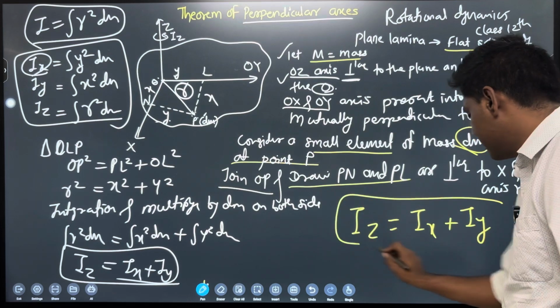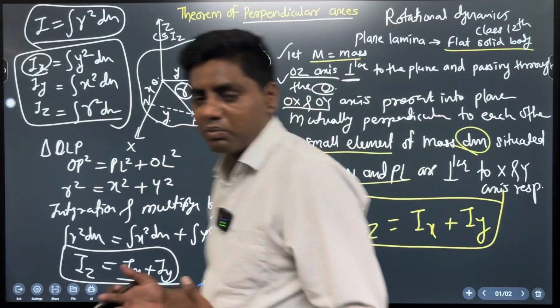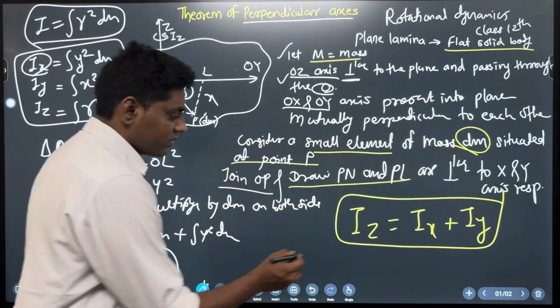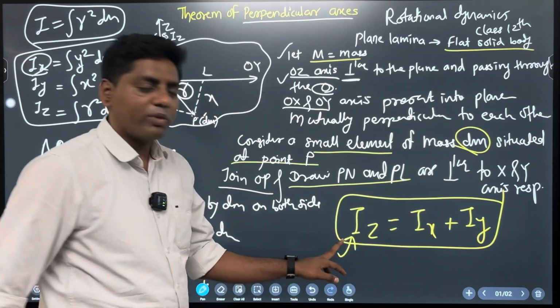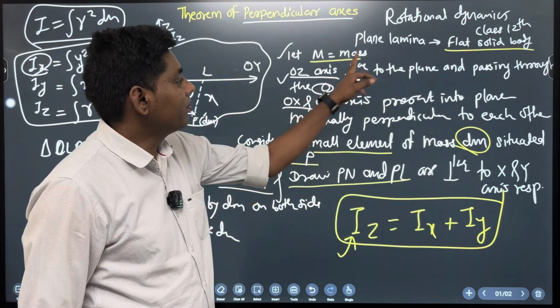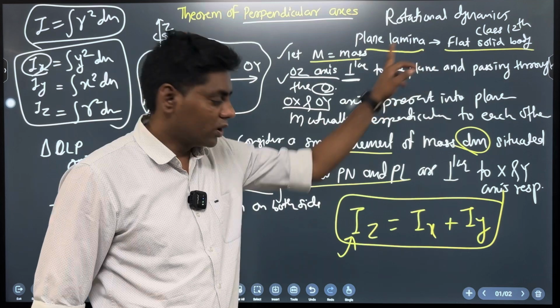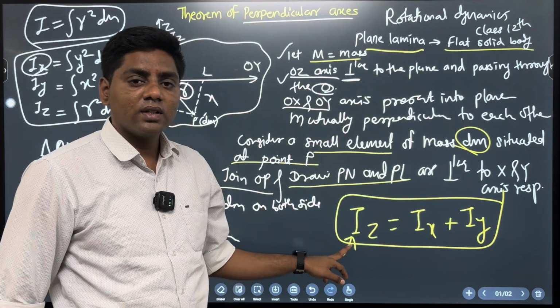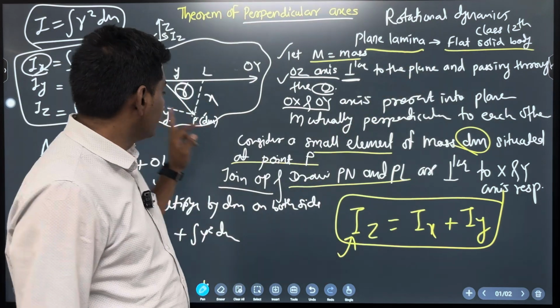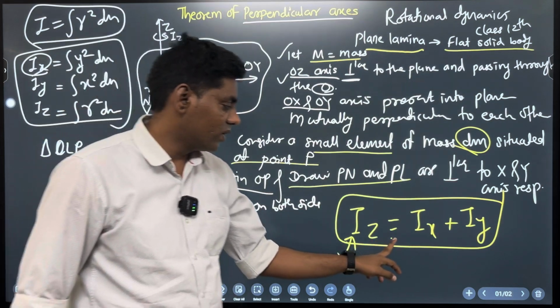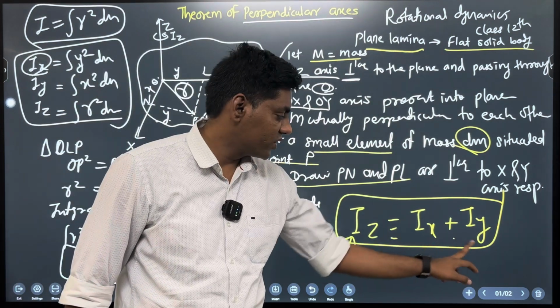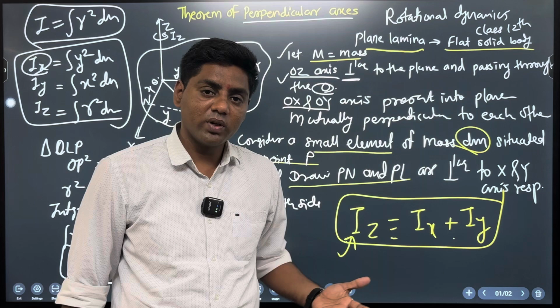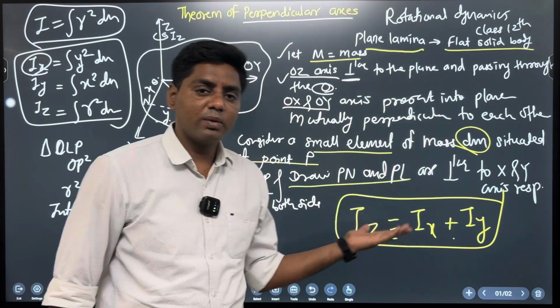Now we have to remember the statement. How to remember it? Very easy. What is meant by Iz? The moment of inertia of a plane lamina rotating about an axis passing through the plane, perpendicular to its plane, is equal to the sum of the moments of inertia about two mutually perpendicular axes concurrent with the perpendicular axis.